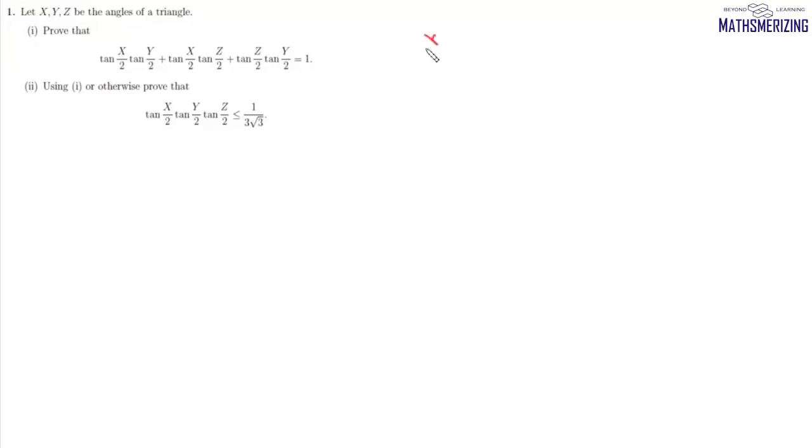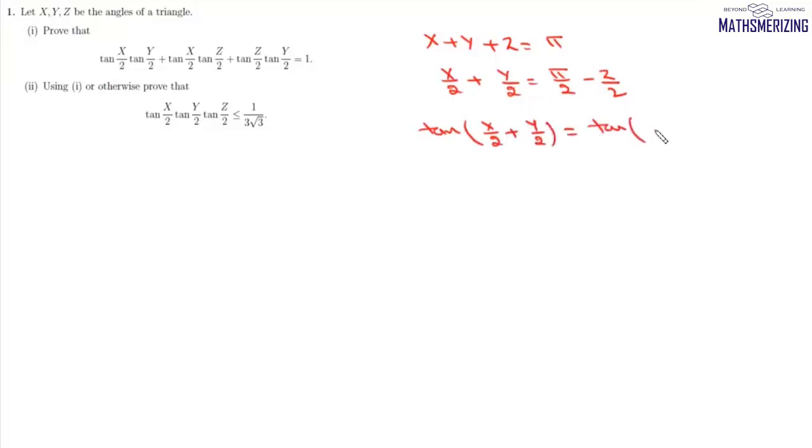Now we know that x, y and z are angles of a triangle, so we can write x + y + z = pi. Then we can write x/2 + y/2 = pi/2 - z/2. Now we'll take tan on both sides. We'll write tan(x/2 + y/2) equal to tan(pi/2 - z/2).